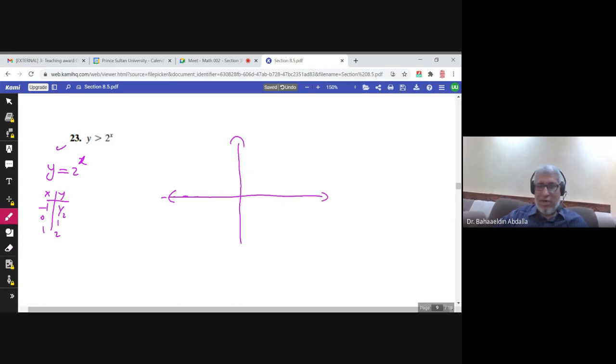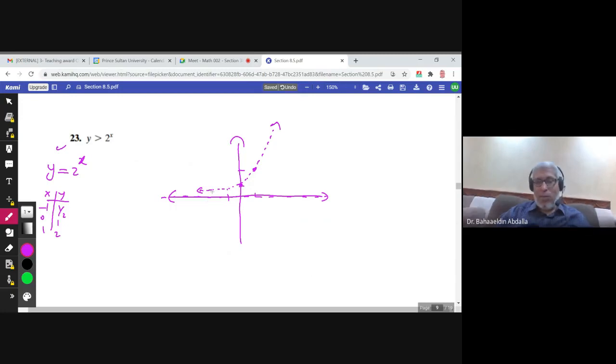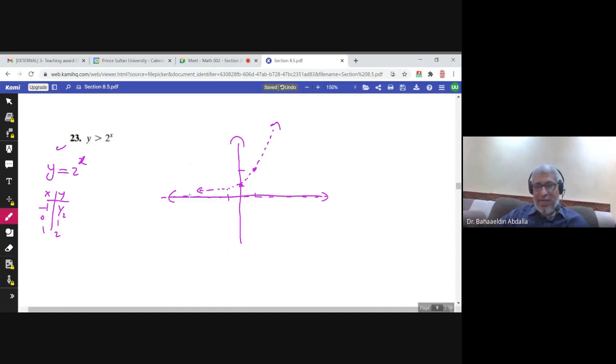So there is a horizontal asymptote, and at negative 1 it is half, at 0 it is 1, at 1 it is 2, and the graph is like this. Now, is it dashed or not dashed? It should be dashed because there is no equality. So draw the exponential function as a dashed line. Okay, so now where is the graph of y greater than 2 to the power x?